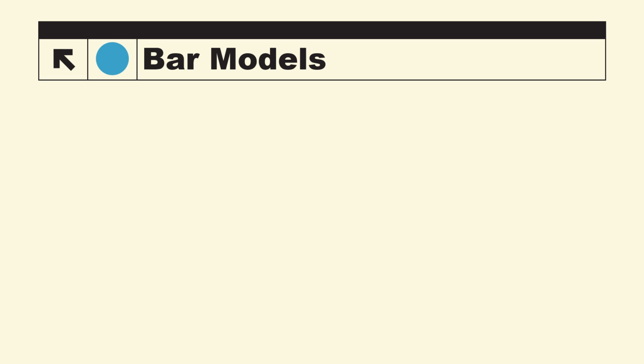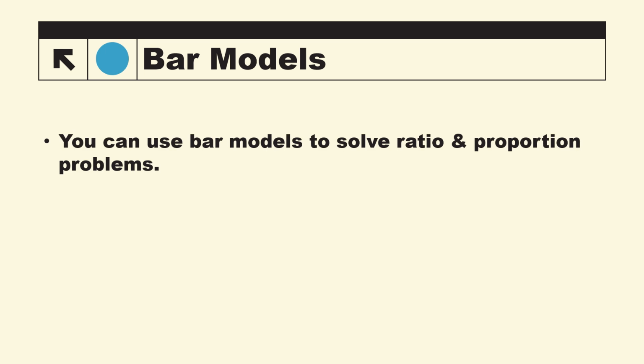The last thing I want to talk about is how you can use bar models to solve ratio and proportion problems. All right, these are also sometimes called paper strips. I want to say they're sometimes called paper strips. Okay, I paused the video and looked it up. It is sometimes called a bar model, sometimes called a strip diagram, and also called a tape diagram.